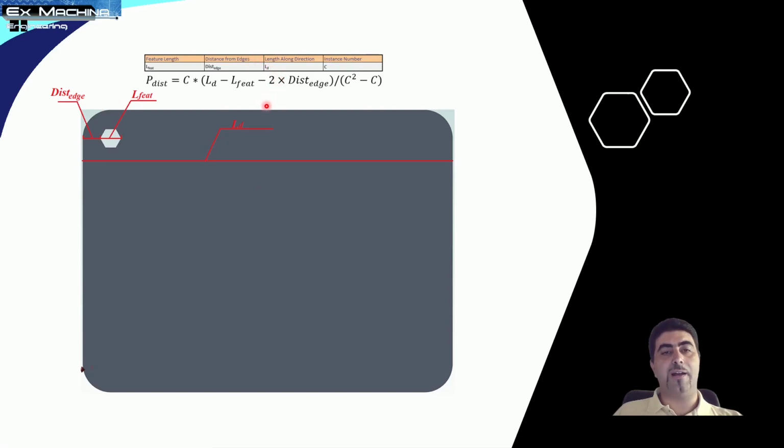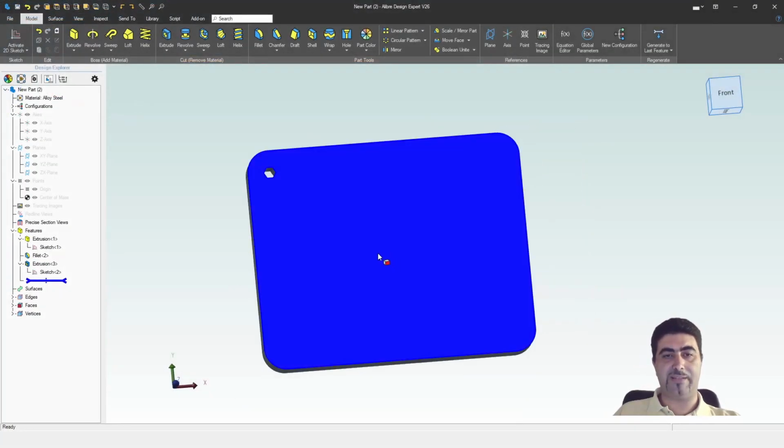Now, third variable, that's the length we want to fill, basically. So this length and this length. And the fourth number is the number of instances. You can understand pretty clearly what that is. And by creating this equation and putting it in the value for the distance between patterns, we can fill that direction with the patterned instances. But let's go and see an example of that.